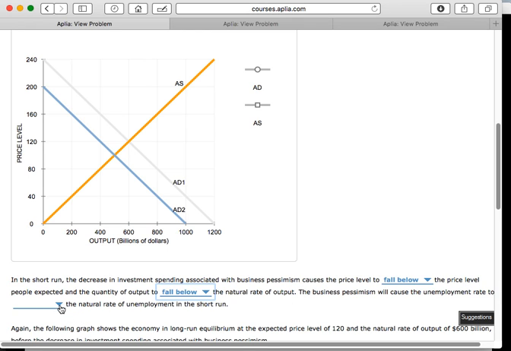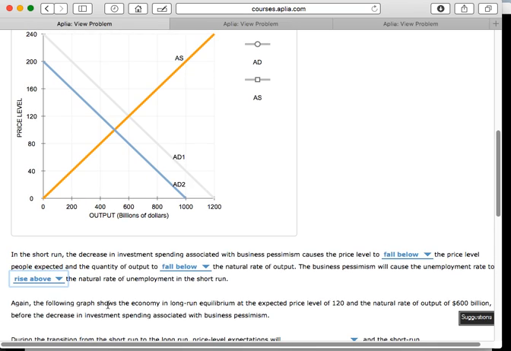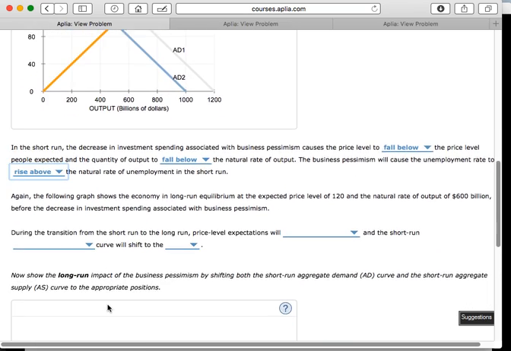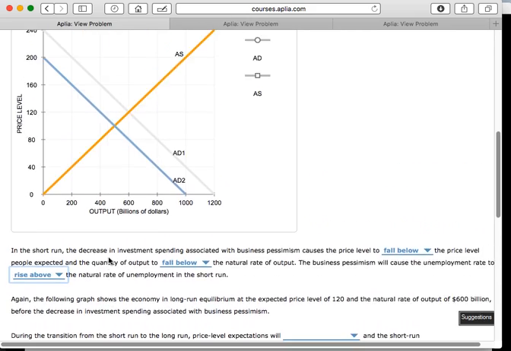Well, when output goes down, the unemployment rate goes up. Remember, when we're at the natural rate of output, we are also at the natural rate of unemployment. So we were at 600 billion, which the question said is the long-run natural rate of output, so we're also at the natural rate of unemployment. Therefore, when output falls below that, when the economy slows down, people lose their jobs and unemployment goes up. So the business pessimism will cause the unemployment rate to rise above the natural rate of unemployment in the short run. Hopefully that's clear.